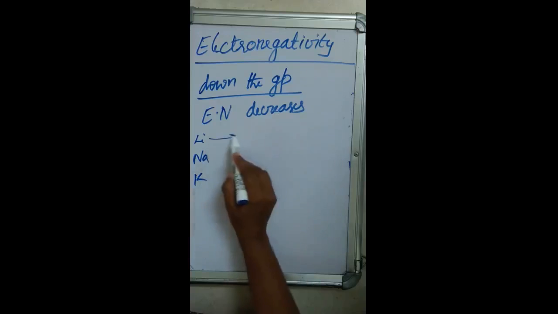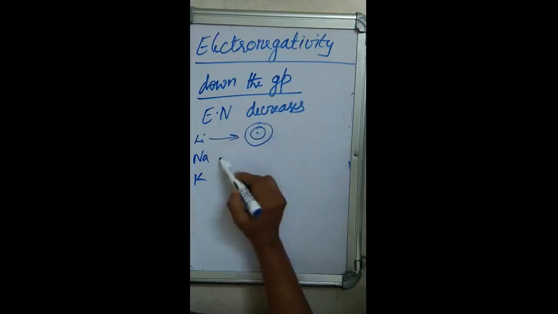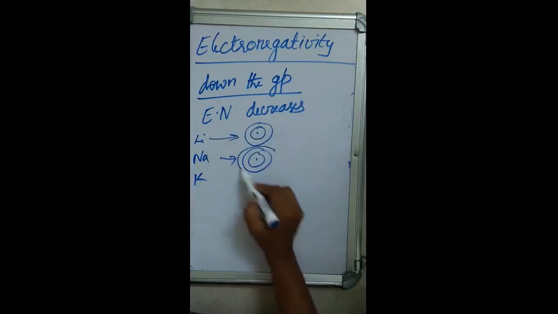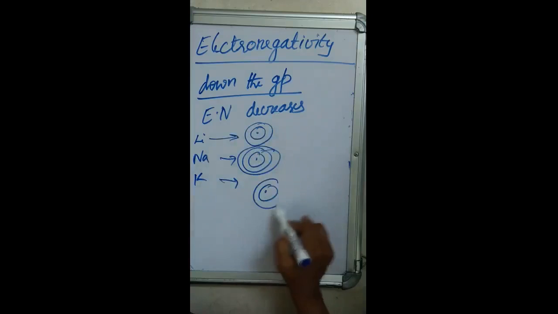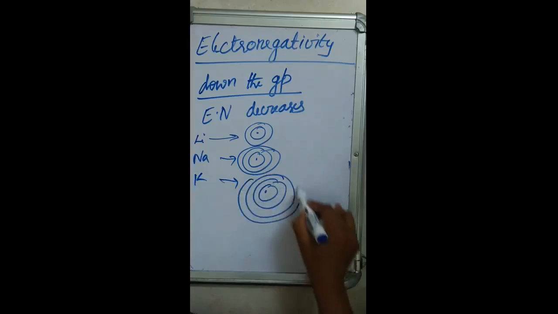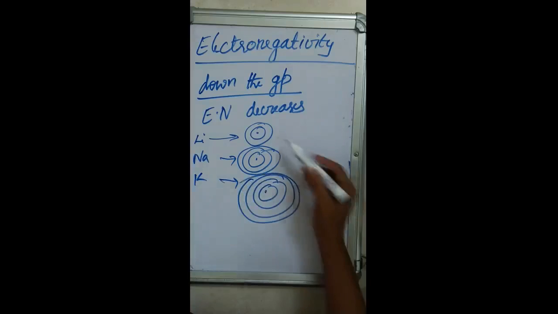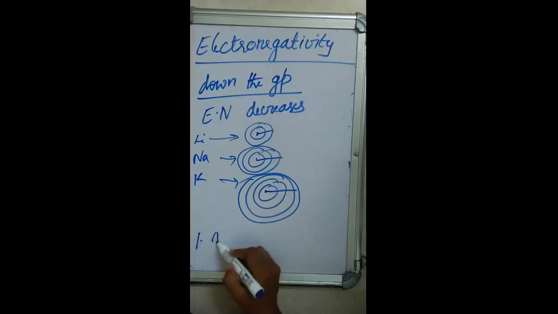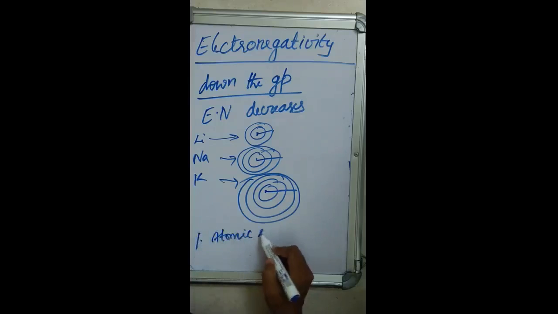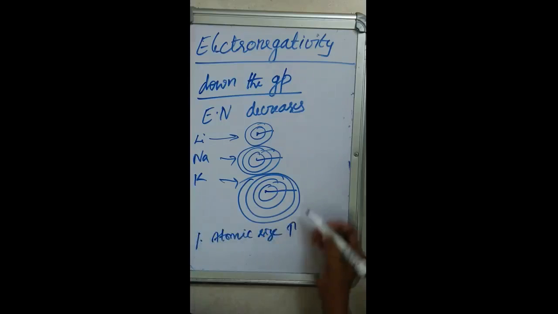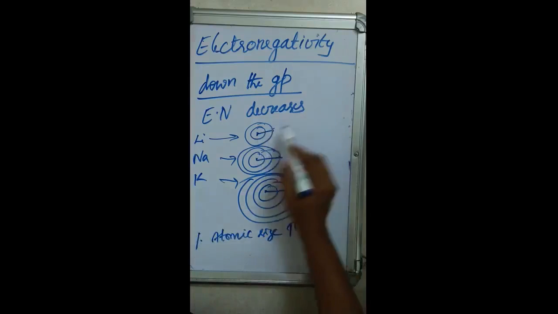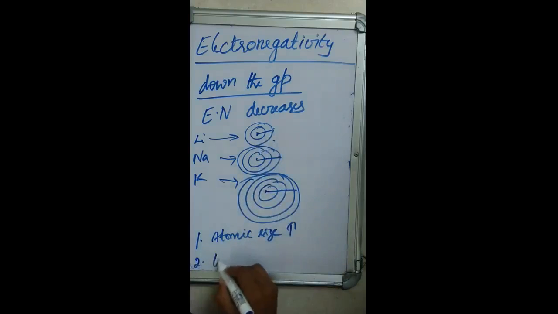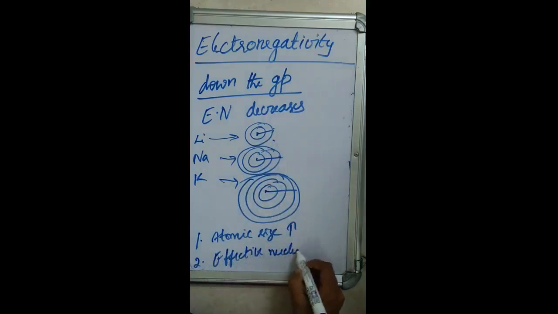I already told that. Here how many shells are present? Only 2 shells. Here it is 3 shells. Here it is 4 shells. Now here what happened? Distance increases. So what is the point I can write? Atomic size increases. Now what happened to the effective nuclear charge? As the distance increases, effective nuclear charge decreases. This is fixed for all the concepts.